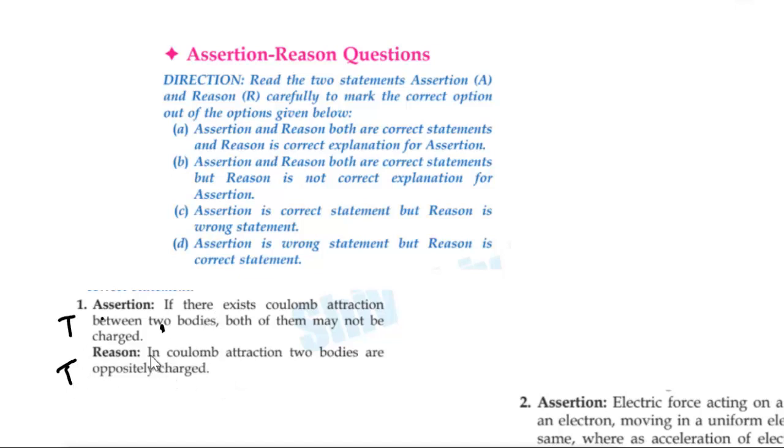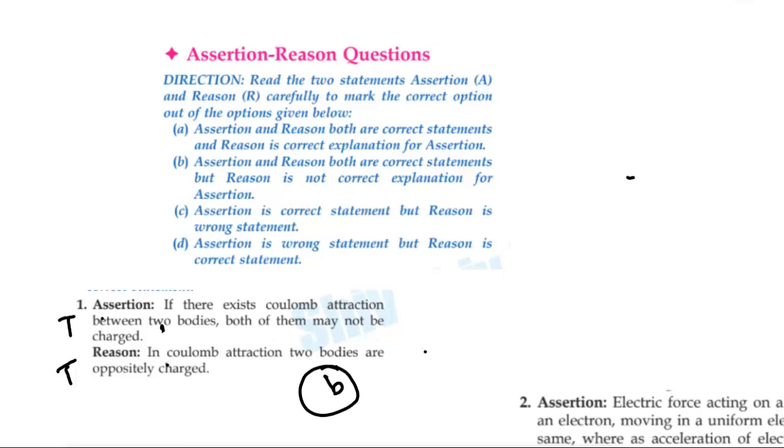Whether the reason is the explanation for the assertion given over here? No. Right? Coulomb attraction will happen even when one body is charged and the other body is uncharged. A charged body will attract an uncharged body. So it is not necessary that both the bodies should be charged. So it is true, but it is not the correct explanation. So which will be the answer here? B is the answer. Assertion and reason are correct statements, but reason is not the correct explanation for assertion.